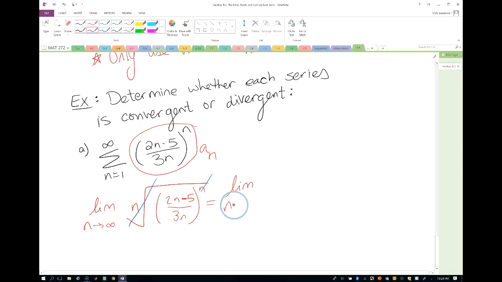So we've got the limit as n approaches infinity now of (2n minus 5) over 3n. Those two expressions have the same degree, so we're going to use the coefficients and see that the limit is equal to 2/3. And since that answer is less than 1, that means this series is convergent.